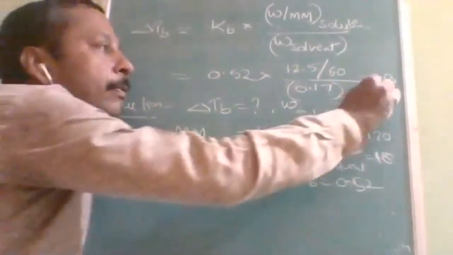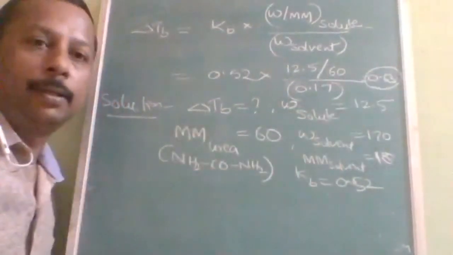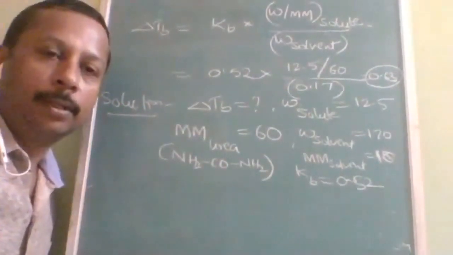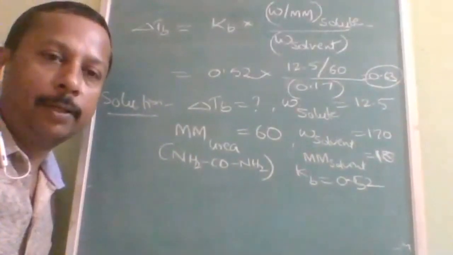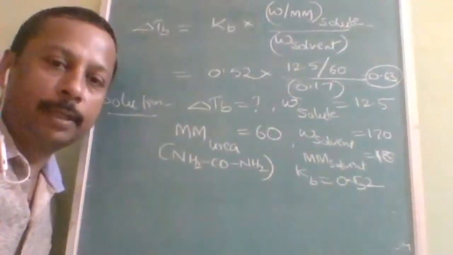Okay, on simplifying, I am getting 0.63. I think, is it clear to you? That's all for the day for the numerical session on elevation in boiling point.